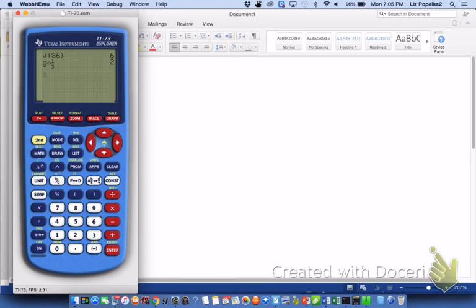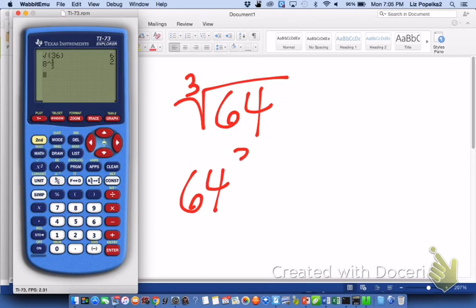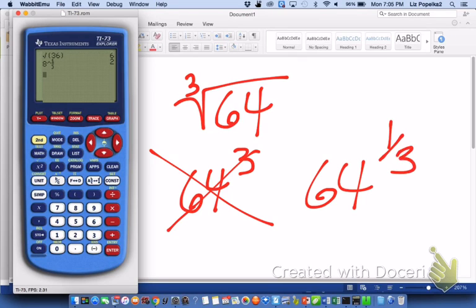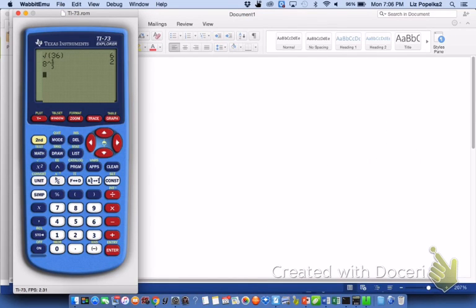Let's do one more. I'm going to do the cube root of 64. So remember, I'm not doing 64 raised to the 3rd power. Instead, I'm doing 64 raised to the 1/3 power. So I'm going to use my calculator to do that. So I'm going to do 64. I'm going to hit the little raise button. And then 1, fraction, 3. So it's 64 raised to the 1/3 power. And I'm simply going to hit enter. So the cube root of 64 is 4.